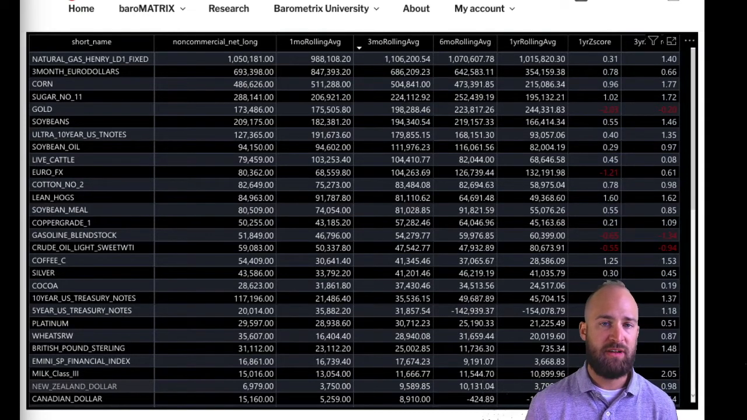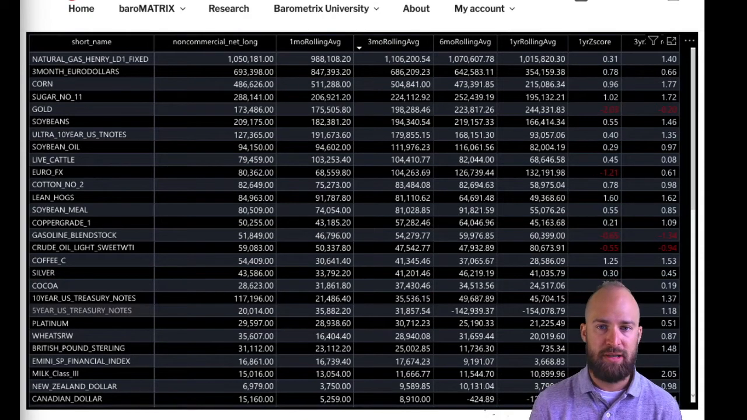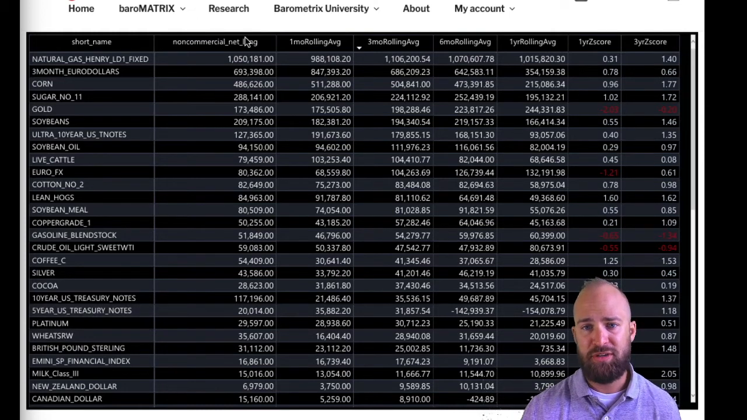So this specifically looks at the non-commercial net long position. Non-commercial traders are those who are speculating on the price movement in these underlying assets, as opposed to commercial traders who actually deal in these underlying assets. A corn farmer, for example, might hedge this year's crop and the price that he'll receive in the future on this year's crop by entering contracts in the futures market. But we're focusing on the speculative investors in these underlying assets with this non-commercial net long position.